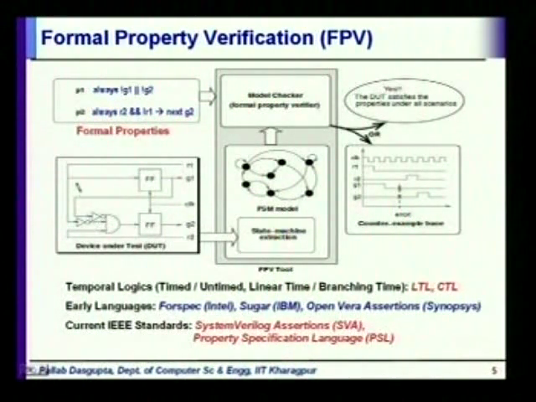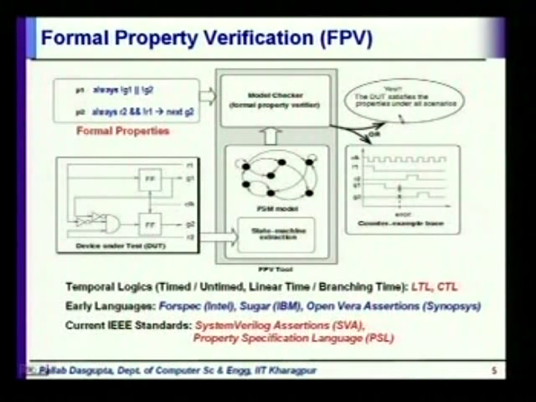is like this: we have the device under test and from that we extract out a finite state machine model, right? And we have the formal properties. The model checker, the tool which checks the properties, takes this finite state machine model as the input and the properties as the input, and then checks whether this property is going to hold on this model, on the implementation, in all possible ways. Or if not, then there is some combination of inputs and outputs under which the property is not met in the finite state machine model. So that counterexample trace will be produced by the model checker, right? And if the counterexample trace is not found, then it says yes.